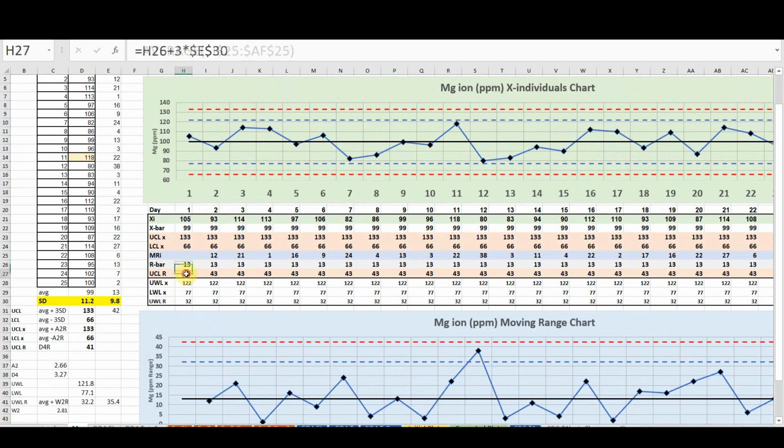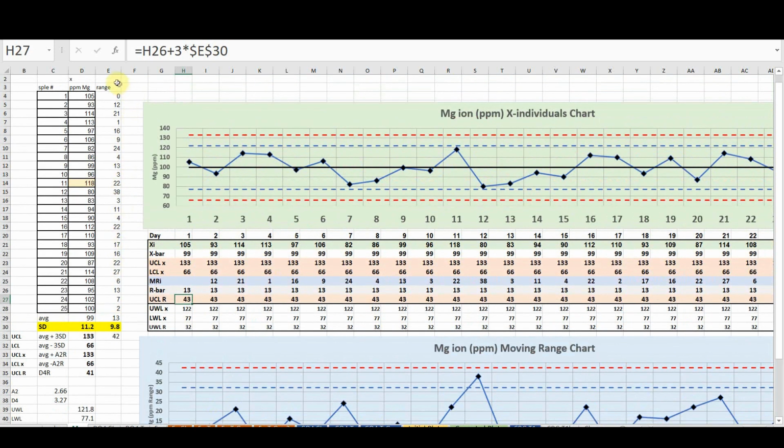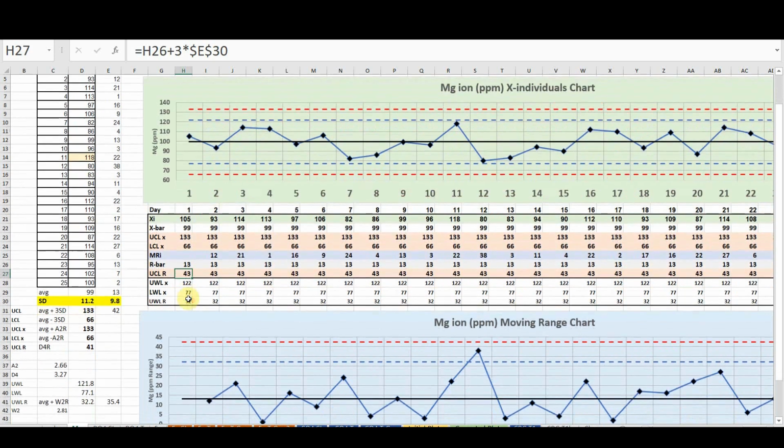The upper control limit on the range can be calculated as R bar plus 3 standard deviations of the range. So in column E, I have the range values listed. There's the standard deviation. So this would be the average range, R bar, which is 13, plus 3 times 9.8, gives me the upper control limit on the range.